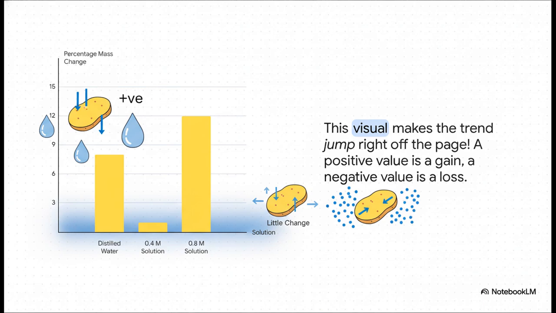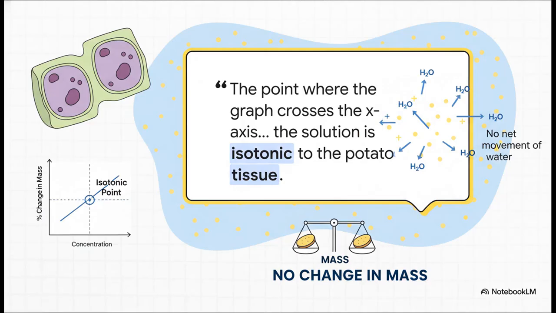Drawing a graph just makes the pattern jump out at you. This visual shows the trend perfectly. In the dilute solutions, the potato gains mass, and in the really concentrated solutions, it loses mass. It's such a powerful way to show your findings, and it makes the relationship between concentration and mass change totally clear.